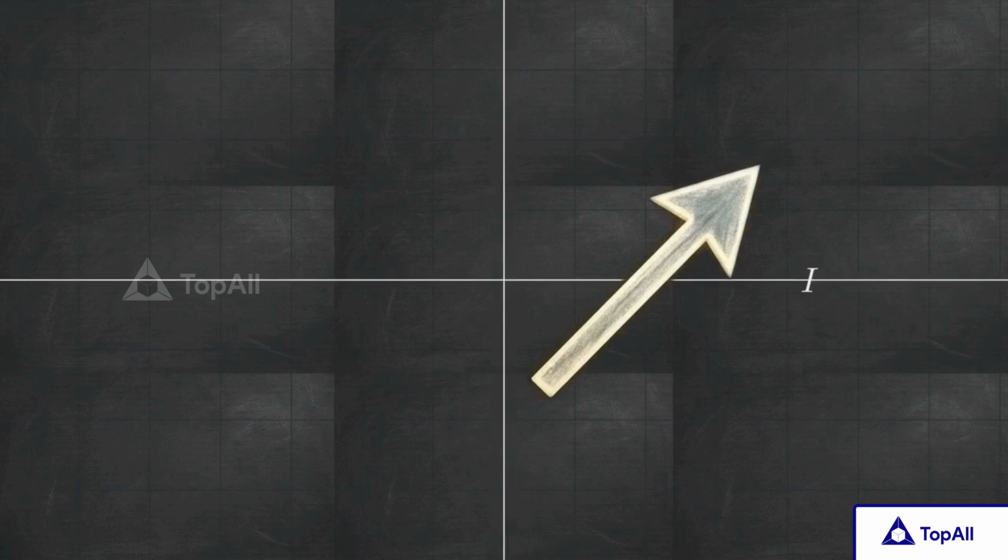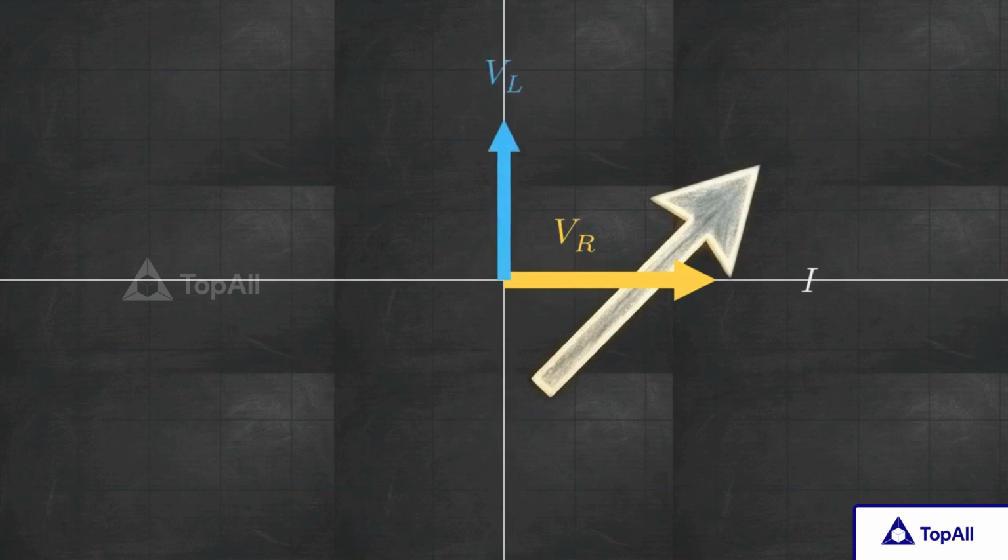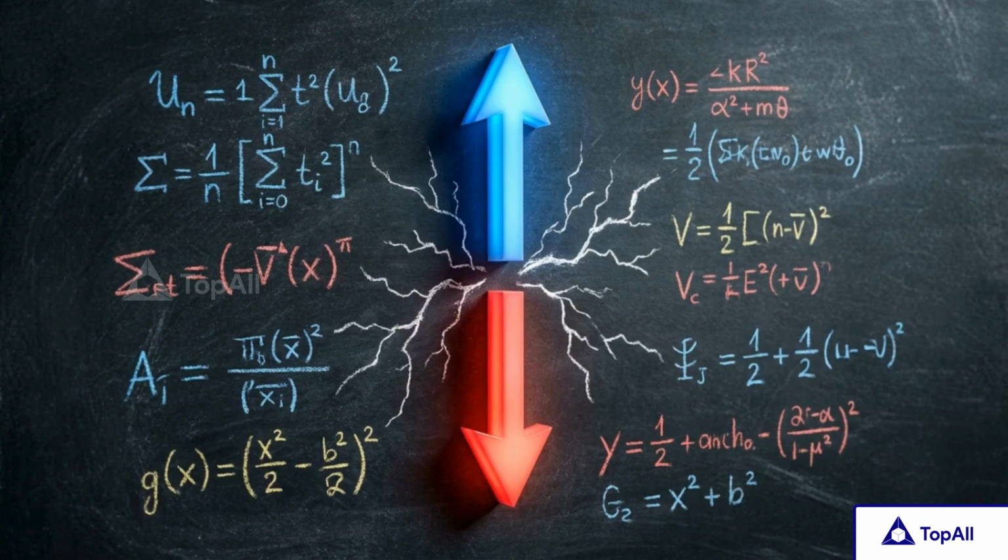Since current is identical across all components, we use it as our horizontal reference. Resistors don't delay current, so their voltage points in the same direction. Inductor voltage leads current by 90 degrees, pointing straight up. Capacitor voltage lags by 90 degrees, pointing straight down. Inductor and capacitor voltages point in opposite directions, putting them in a state of constant cancellation.